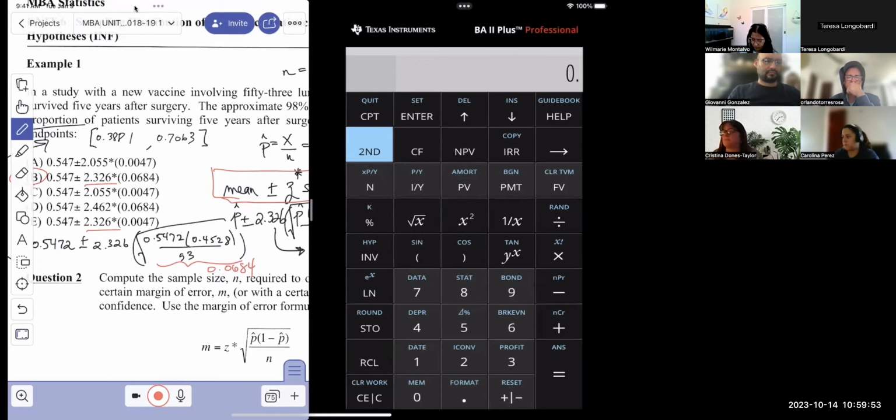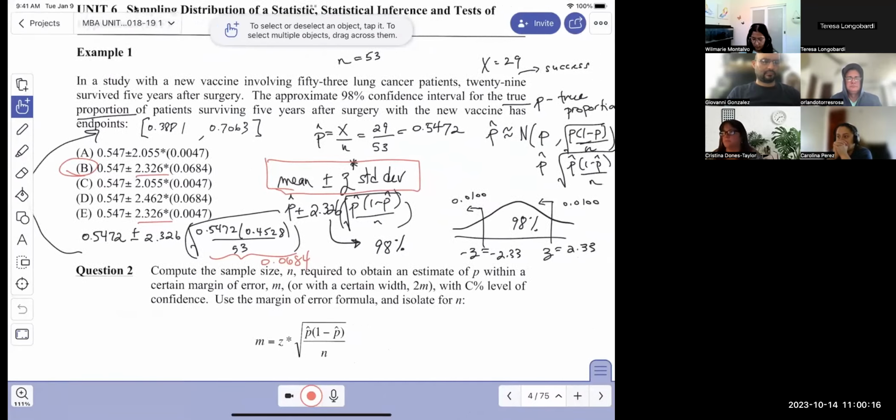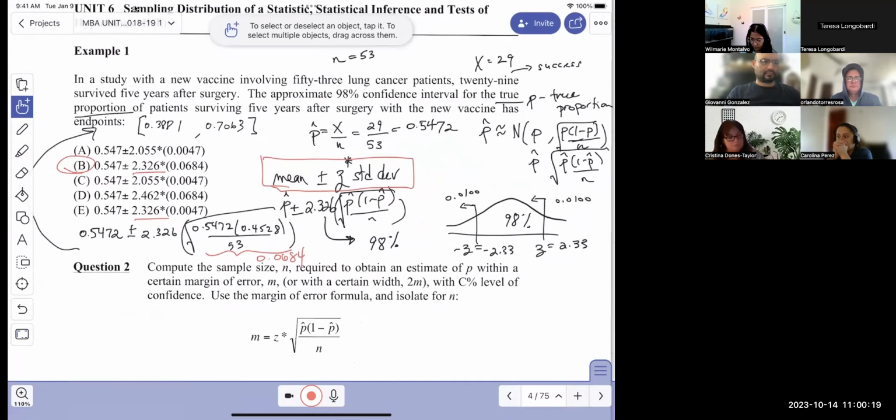And then I took 0.5472 minus recall 1. And then I took 0.5472 plus recall 1. So it's saying that the 98% confidence interval for the true mean is between survival of 39% to survival of 71%. It's quite broad actually.